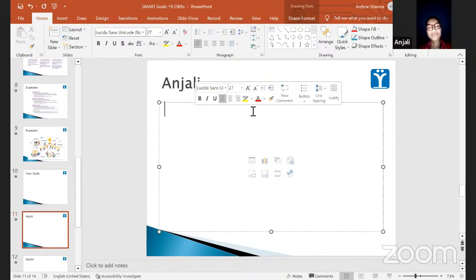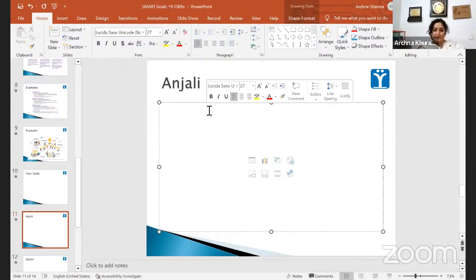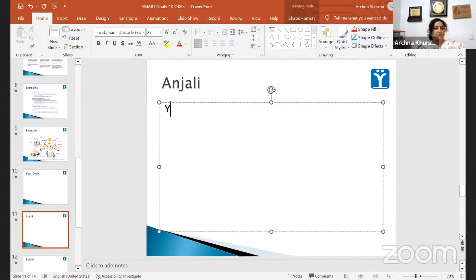Ma'am, initially this is to complete my graduation with a good percentage, and after that I have to compete in the UPSC exam. So for that I have to make sure that my preparation is good enough. So your goal is to participate in UPSC, right? You want to clear UPSC. Let's assume that.